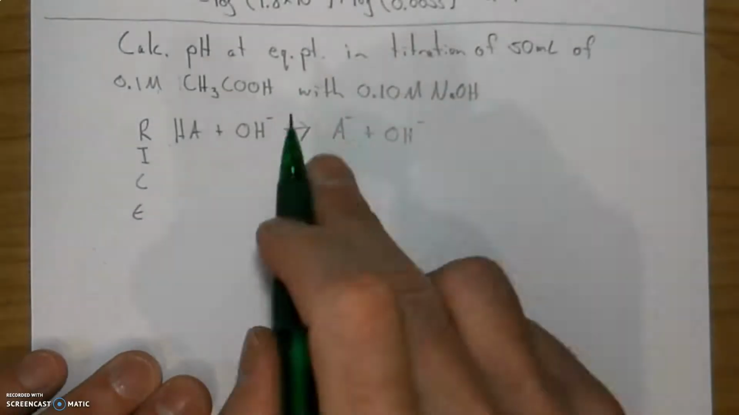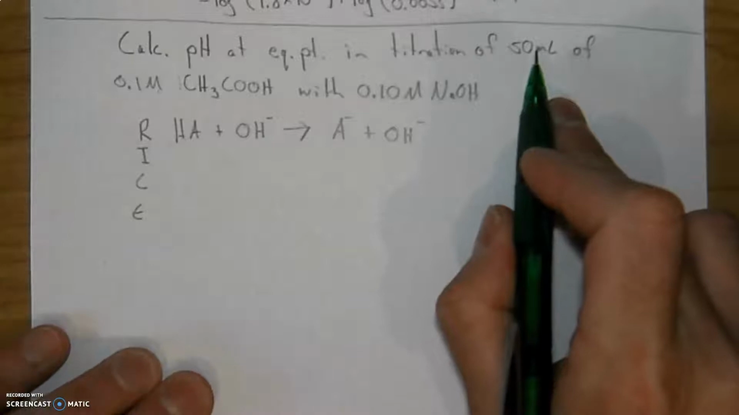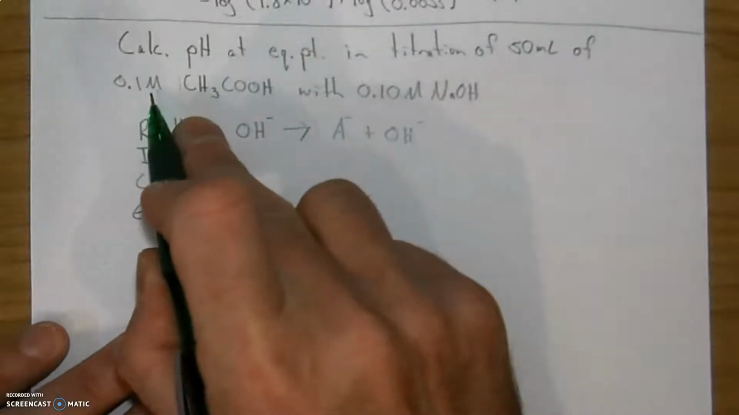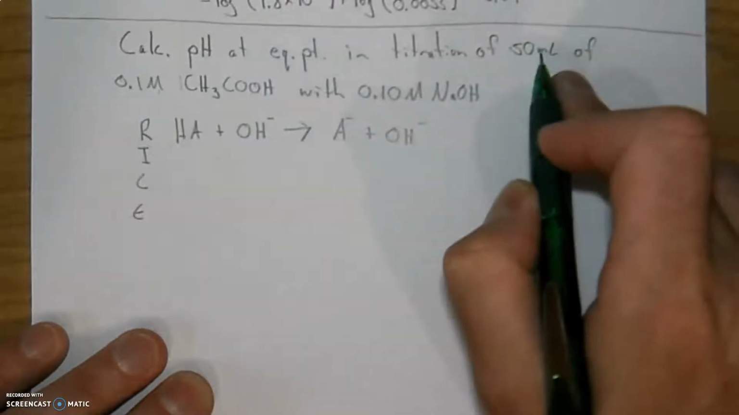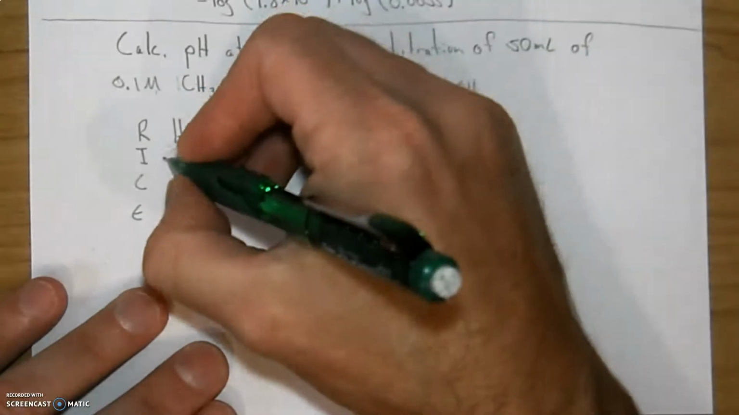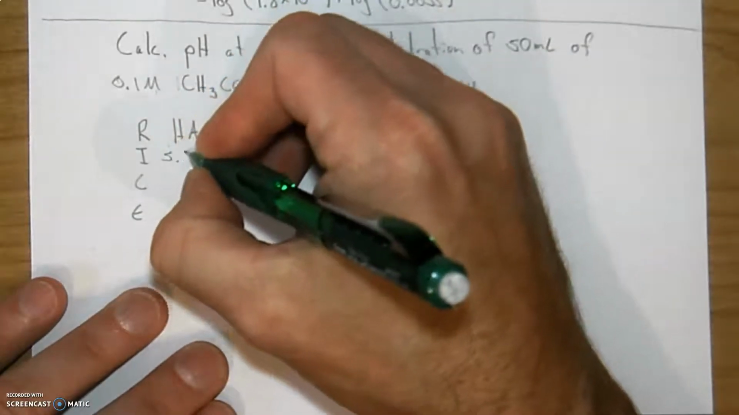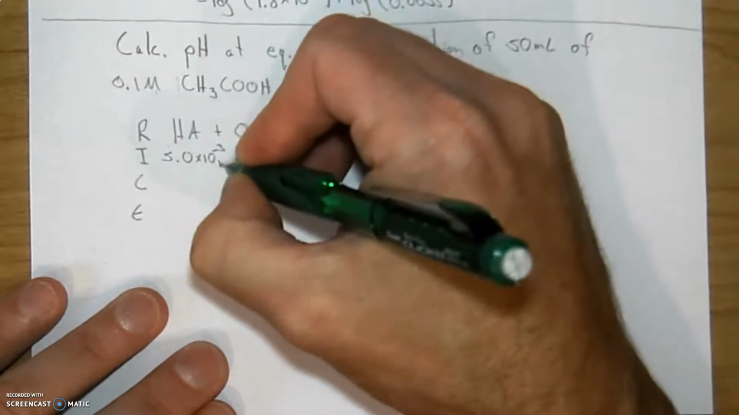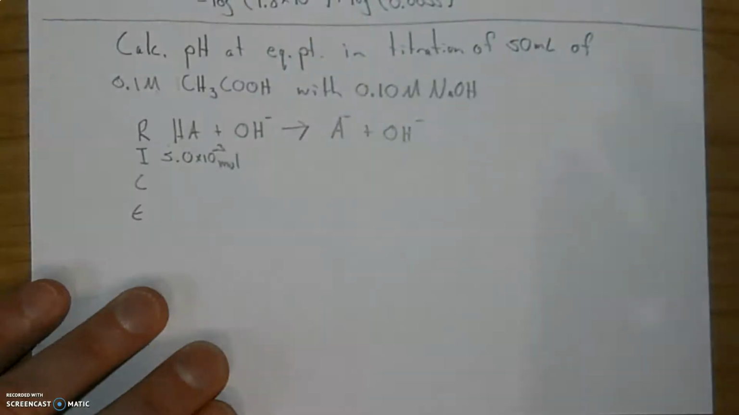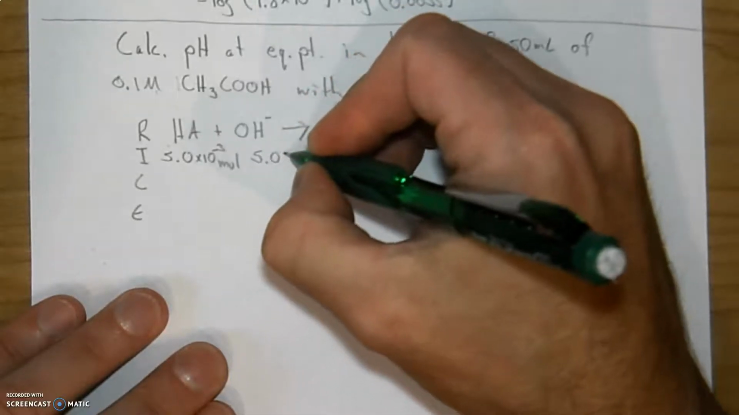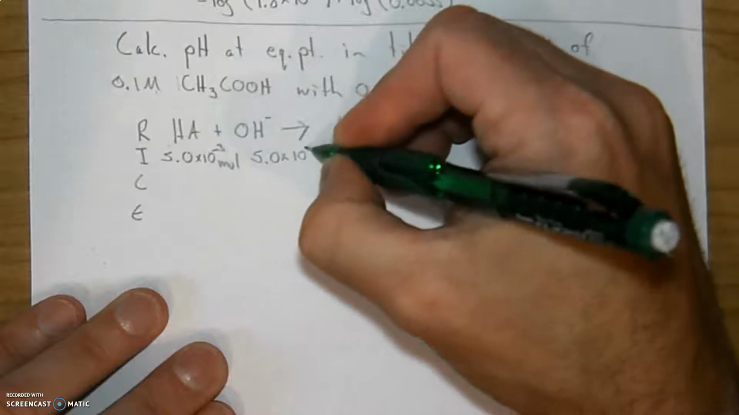So based upon the stuff that I have to begin with, I have 50 mL of this concentration. If I multiply those two, volume in liters times the concentration, 0.1 molarity, I will have 5.0 times 10 to the negative 3, and these are moles. I didn't leave myself a lot of room. I have an equal amount because it's at the equivalence point. Remember, at the equivalence point, they're equal moles.